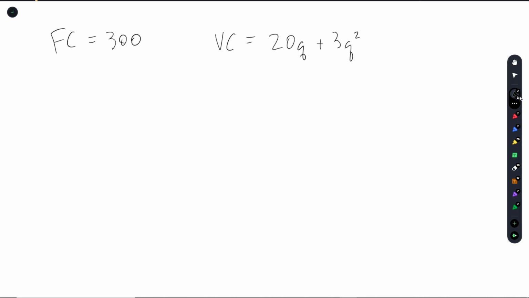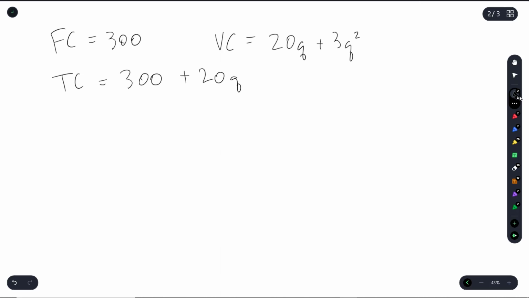We can see that the fixed cost does not have a Q in it, it's just 300, and so when Q changes, the fixed cost doesn't change, and that's exactly the definition of fixed cost. On the other hand, our variable cost does have Q's in it, and when Q increases, variable cost is going to increase. If we want to know what our total cost is, we can simply add up our fixed cost and our variable cost.